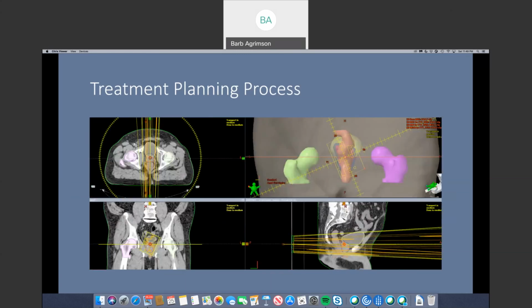So beams then are placed over the target volume, and in this case, there'll be an arc, which will be a 360-degree rotation. So the patient will be laying still on the table, and the gantry will rotate around the patient. It's very common for prostate cancer treatments, and again, it's called VMAT.